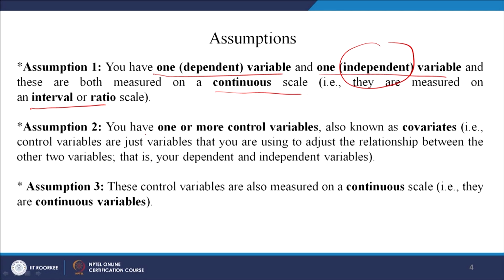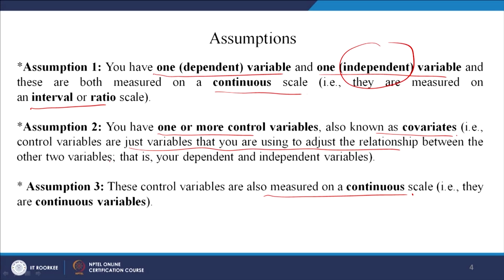Assumption 2: you have one or more control variables. In the last case you had weather conditions, and maybe soil quality could be another control variable. These are also known as covariates, and they are also measured on a continuous scale. Covariates are variables that you use to adjust the relationship between the two variables, the dependent and the independent. How is it adjusting? If my weather condition changes, what will happen? If my soil condition changes, what will happen? I am controlling for them; these are my control variables.